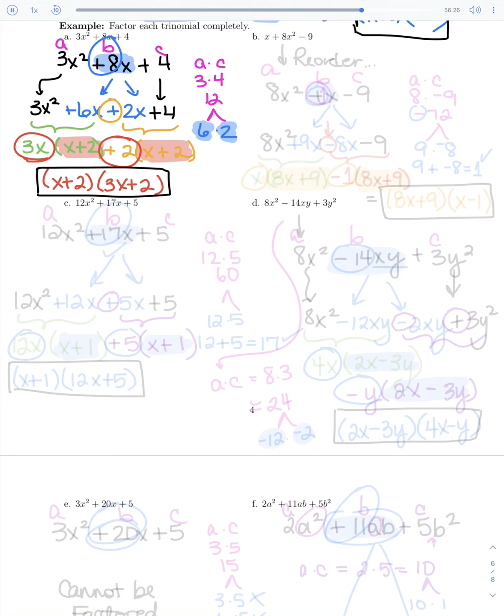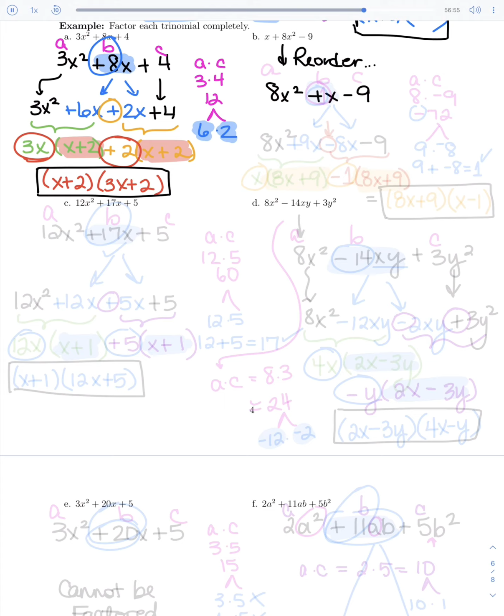Now let's take a look at B. In B, we've got a problem because it's not in the correct order. Remember, we're supposed to start out with the term with the highest number of x's first, so let's reorder this first. Let's start out with the 8x squared plus x minus 9.